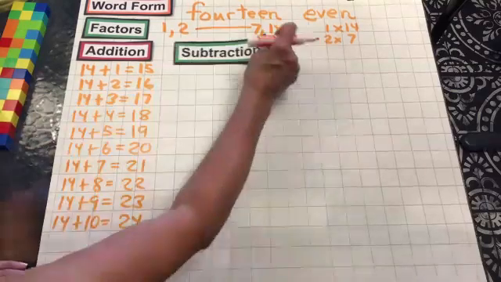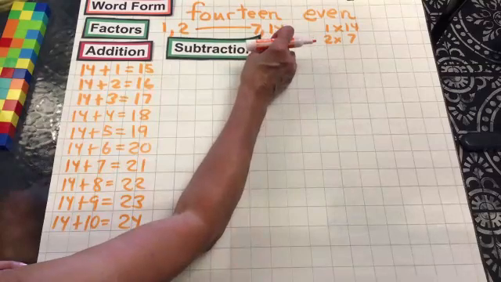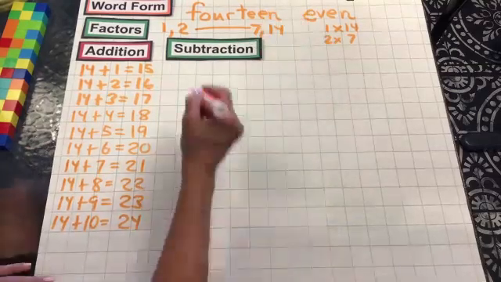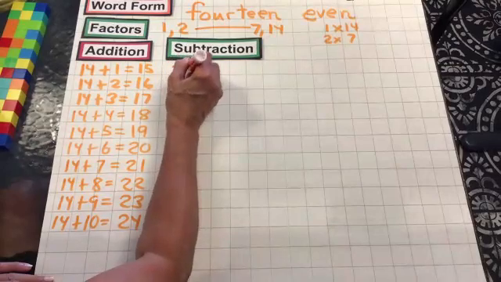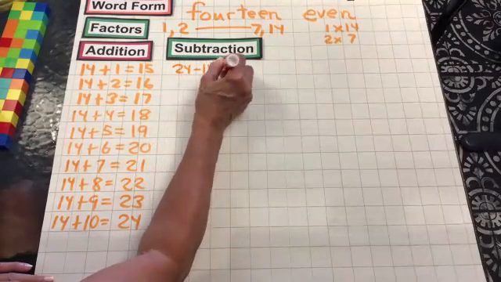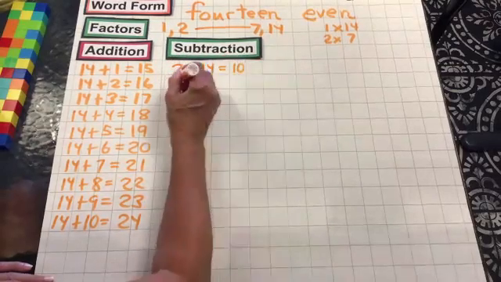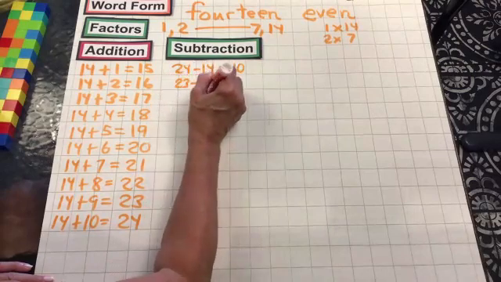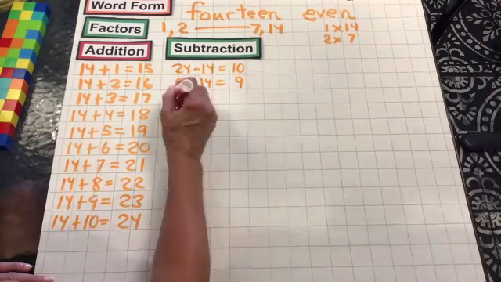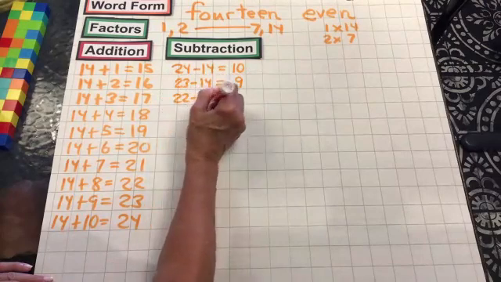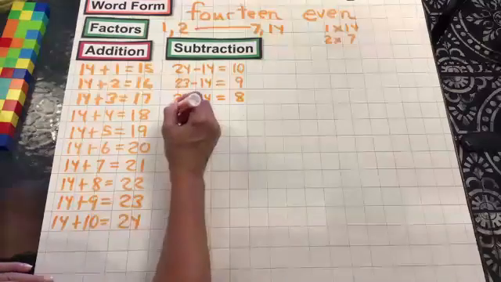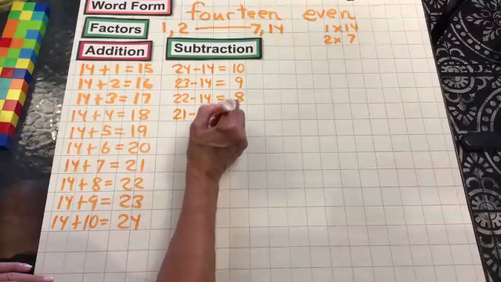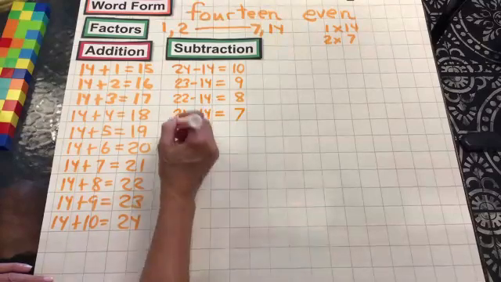All right, let's do subtraction. Let's see how I do today, because I'm always messing up on that subtraction. So let's start with 24. And we're going to subtract 14 from that, and that equals 10. 23 minus 14 equals 9. 22 minus 14 equals 8. 21 minus 14 equals 7.